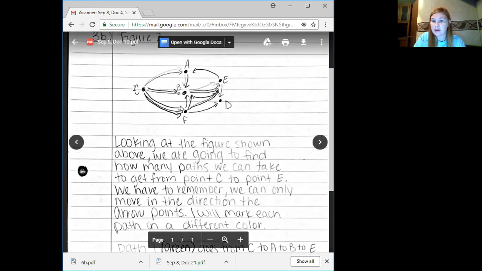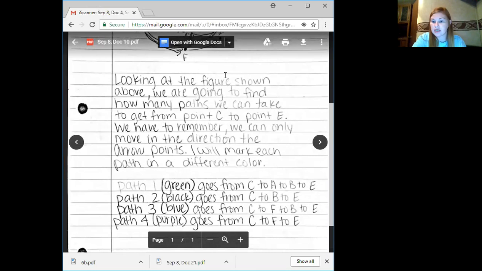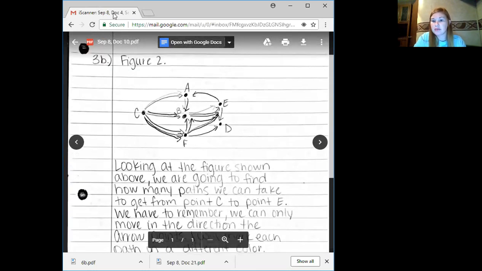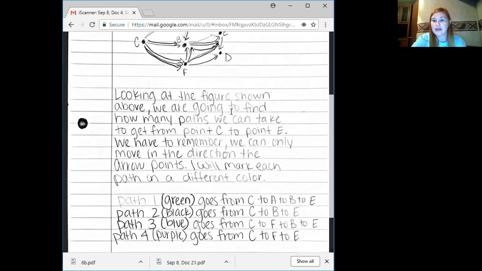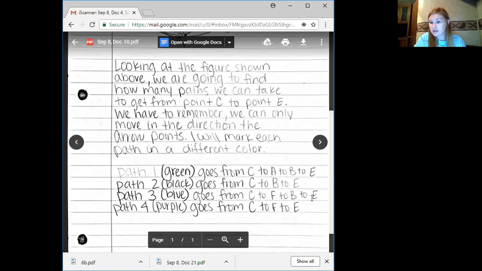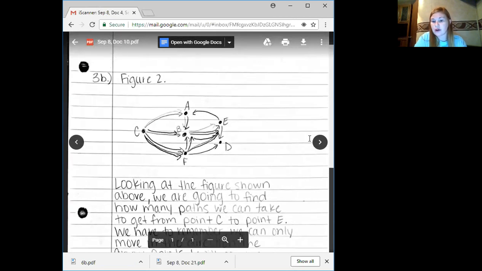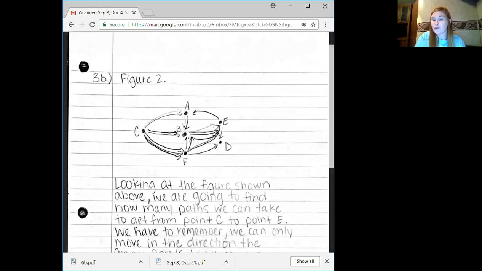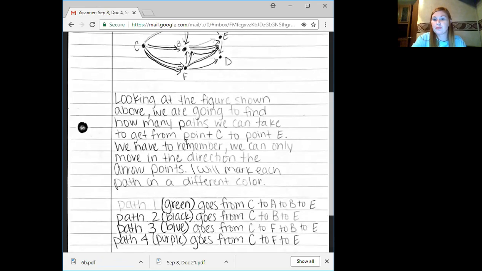And then we have a second path. I have it marked here. It goes from C to B to E. So it goes C, B, straight over to E. Then my third is going to go from C to F to B to E. So we go from C to F up to B and then over to E, because that is the direction the triangle or the pointer is going.